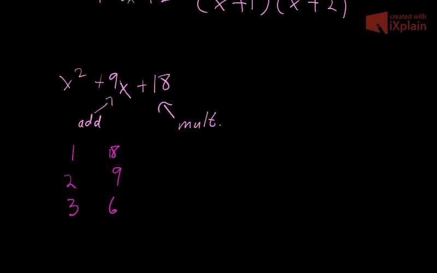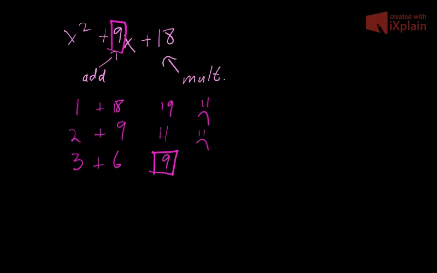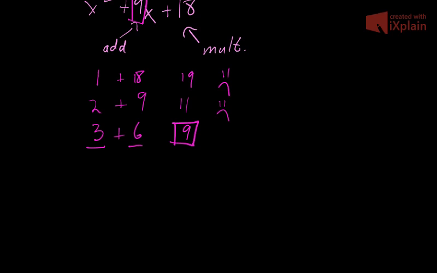I add these up. 1 plus 18 would be 19. That's not 9. That makes me sad. 2 plus 9 is 11. That makes me sad. And 3 plus 6 is 9. And 9 is what we wanted these to add to. So what I'm going to end up knowing is that 3 and 6 are my numbers. So I end up with x plus 3 and x plus 6. Ta-da! But sometimes we'll get some things that are a little bit crazier.